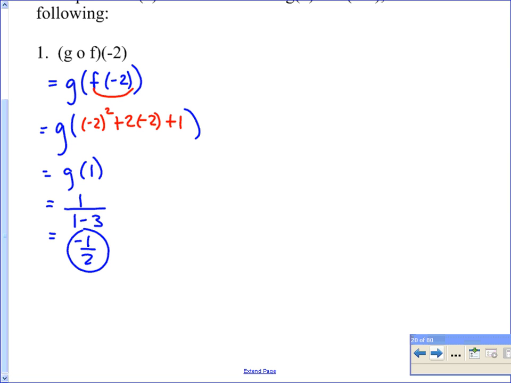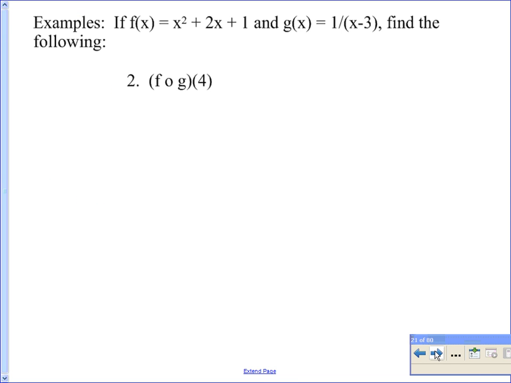All right, so that's g of f. Now we're going to flip that around and do an example with f of g. Okay, so same two functions, f and g, and this time I'm finding f of g of 4.